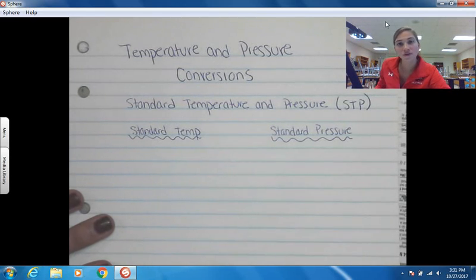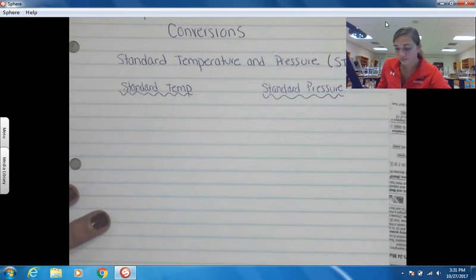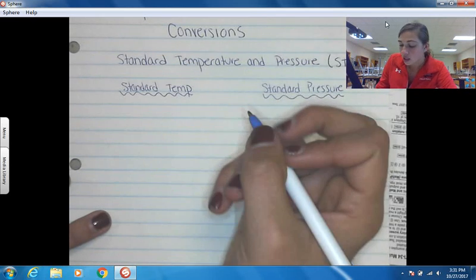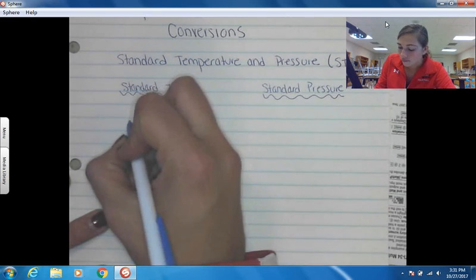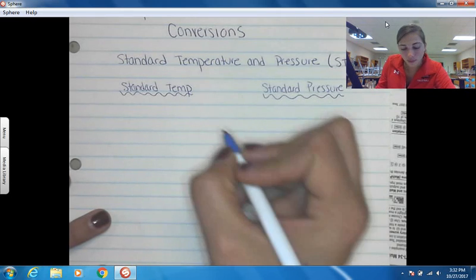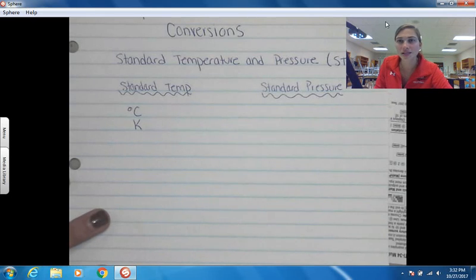So there's a few different units that we're going to have to know to convert between. Let's talk about our temperatures first. So for temperature, we are not doing anything in Fahrenheit. Fahrenheit is not something that is used in science, so we're going to stay away from that. Instead, we'll be using two different types of units for temperature: degrees Celsius and Kelvin. Degrees Celsius I know you've seen before. Kelvin may be new to some of you.